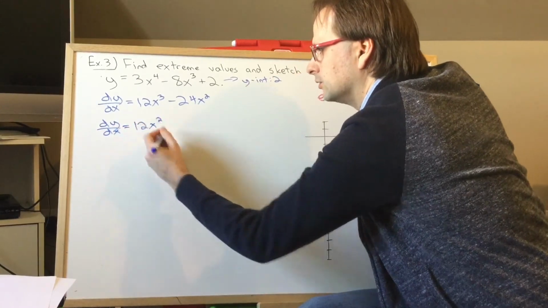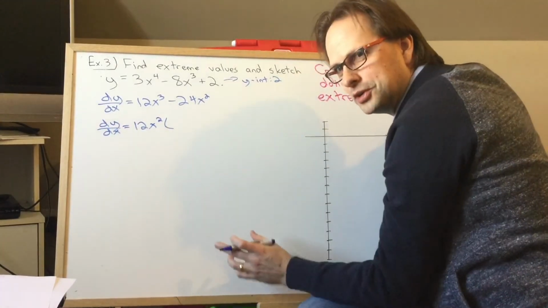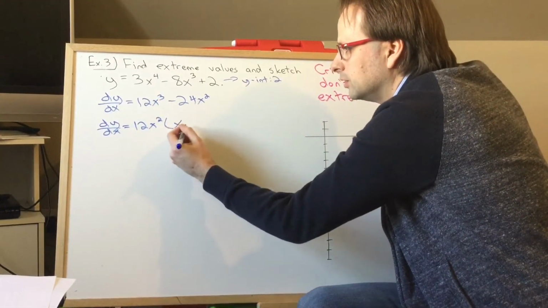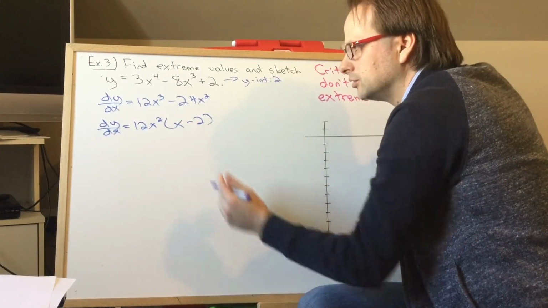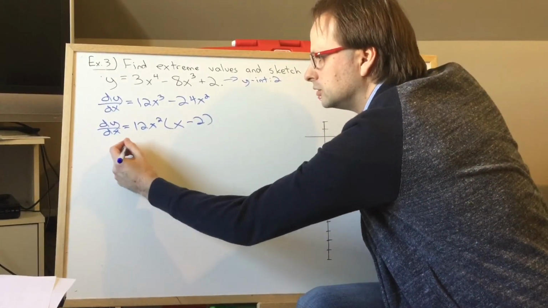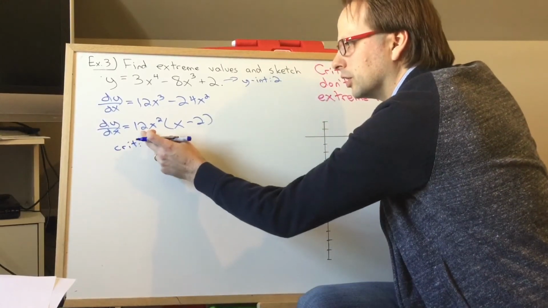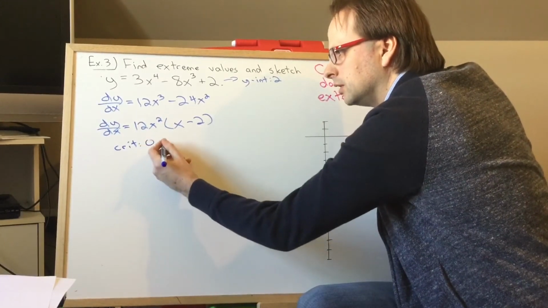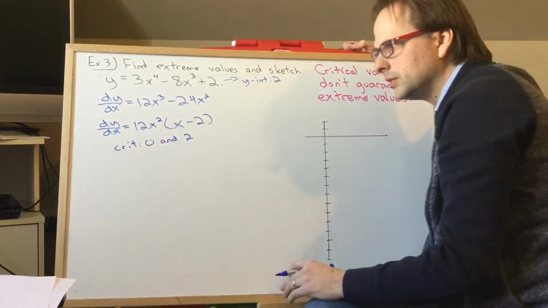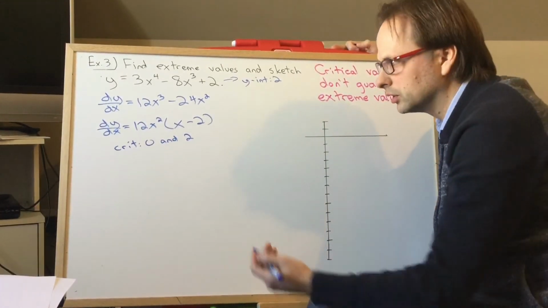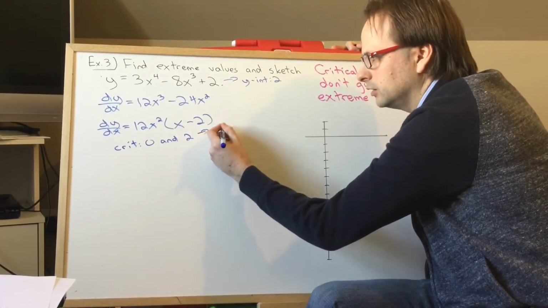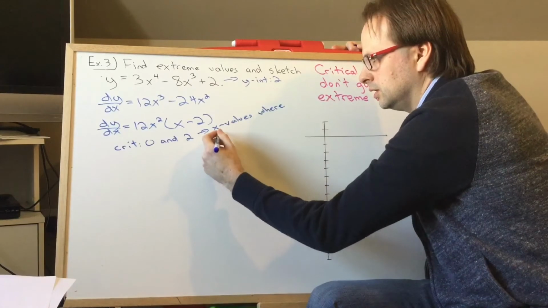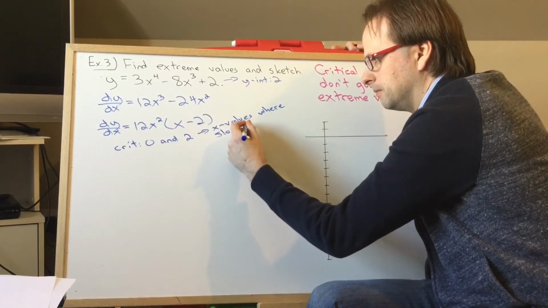So 12x squared is a common factor here. I know there are 2 terms, but that doesn't necessarily mean it's a difference of squares. That would leave us with x, and would leave us with minus 2. And from that, we can learn that just like the last one, the critical values are going to be 0 from this, you can think of this as its own bracket, minus 0, and 2. And let's be clear about what we mean by those critical values again. These are x values where slope is 0.